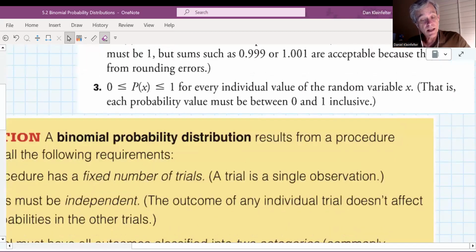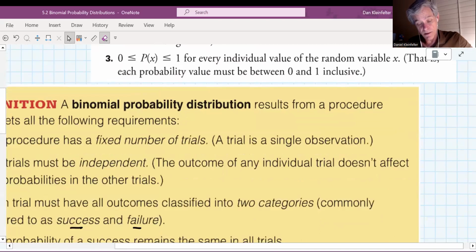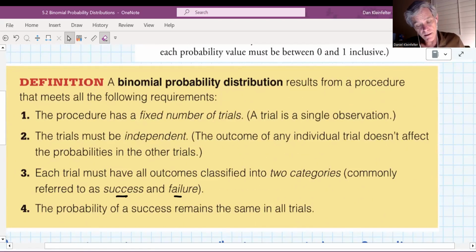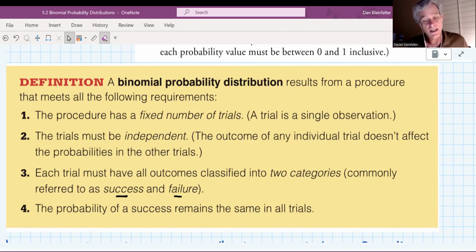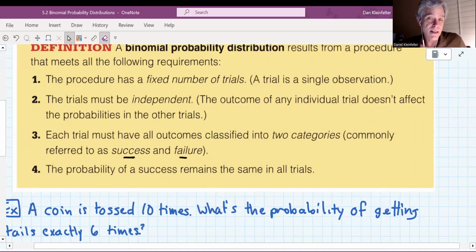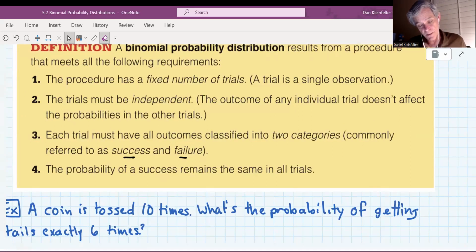For a binomial distribution, there are 4 requirements. The first one, the procedure has a fixed number of trials. A trial is a single observation. I'll give examples illustrating what exactly each of these 4 requirements means in a minute. Second, the trials have to be independent. That is, the result of one trial can't be affected by the results of an earlier trial.